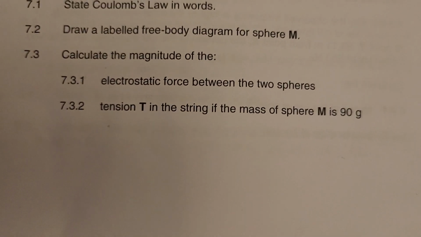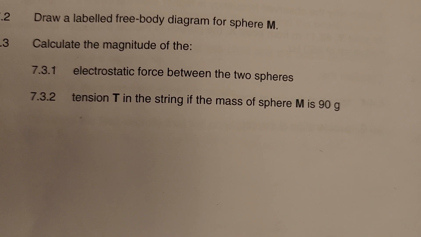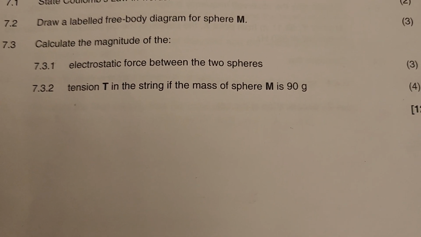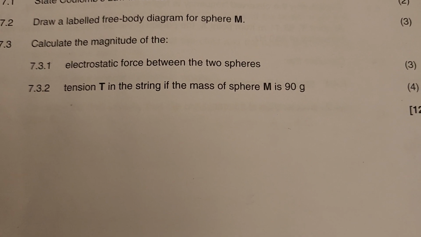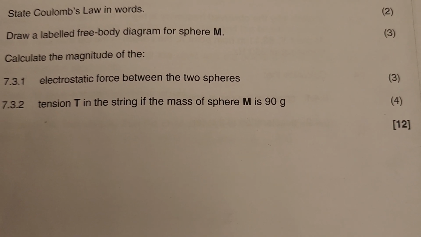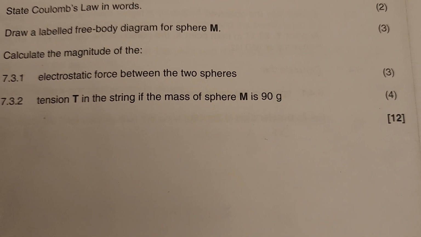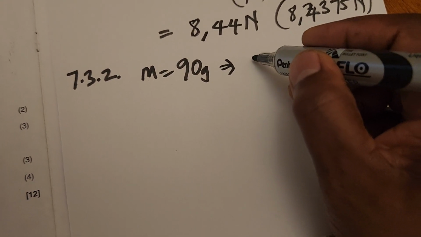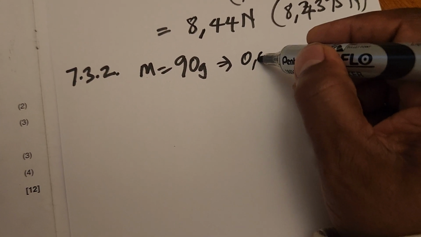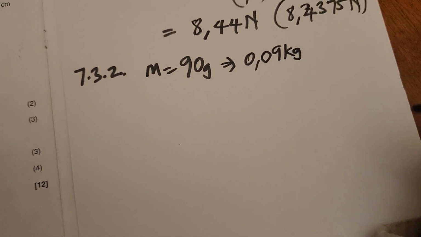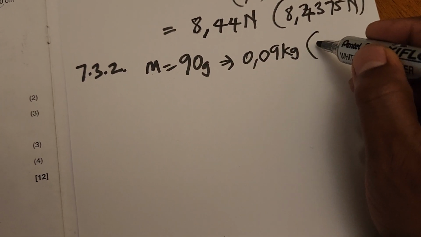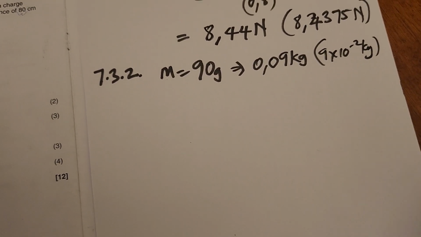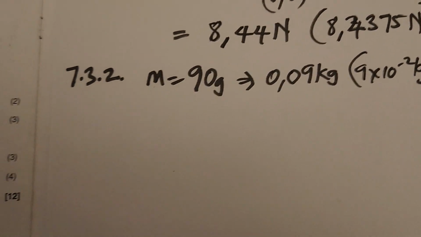We go to 7.3.2, which is the last question in this one. Then they say to us, calculate the magnitude of the tension in the string if the mass of the sphere M is 90 grams. Remember, we don't work with grams in paper 1. We work with kilograms. Therefore, this will be now 0.09 kilogram. Or you can just say it's 9 by 10 to exponent minus 2 kilogram, or 90 by 10 to exponent minus 3.